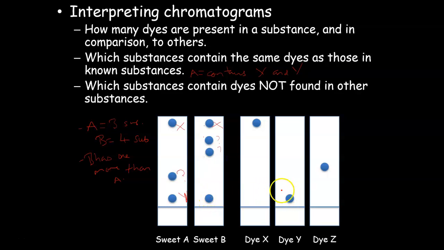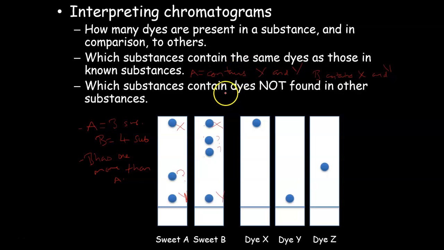This one also lines up with that one, so it also contains dye Y. Okay, so what we're also going to say is B contains X and Y. Oh, there we go. And that's basically how you do it. So that's the first thing. So we've said which substances contain the same dyes as those in those substances.